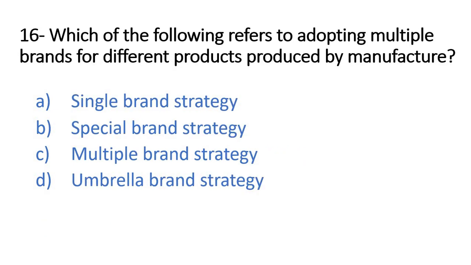The next question is, which of the following refers to adopting multiple brands for different products produced by manufacturer? Single brand strategy, special brand strategy, multiple brand strategy, or umbrella brand strategy? Which option is correct? The right answer is C, multiple brand strategy.